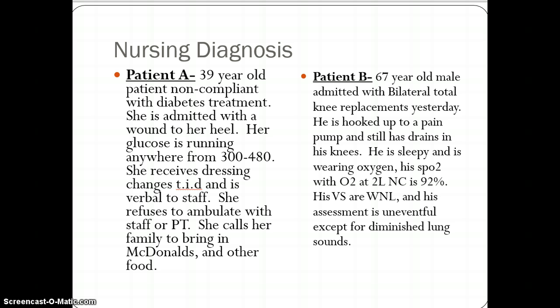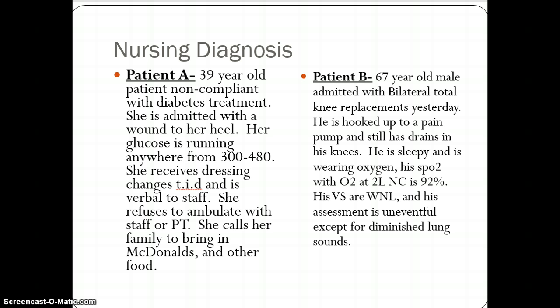Comparing a couple of nursing diagnoses, our 39-year-old patient is non-compliant with diabetes. Admitted with a wound to her heel, her blood sugar's running high. She receives her dressing changed 3 times a day. She's very verbal to the staff, and she doesn't want to ambulate with the staff or physical therapy. She calls her family, and they bring in McDonald's and everything else she wants.